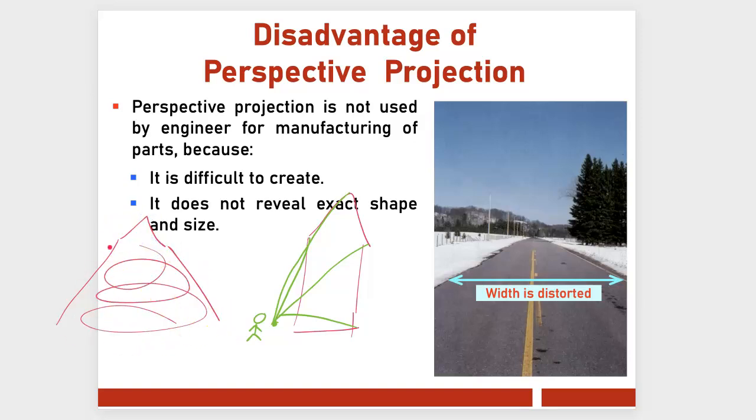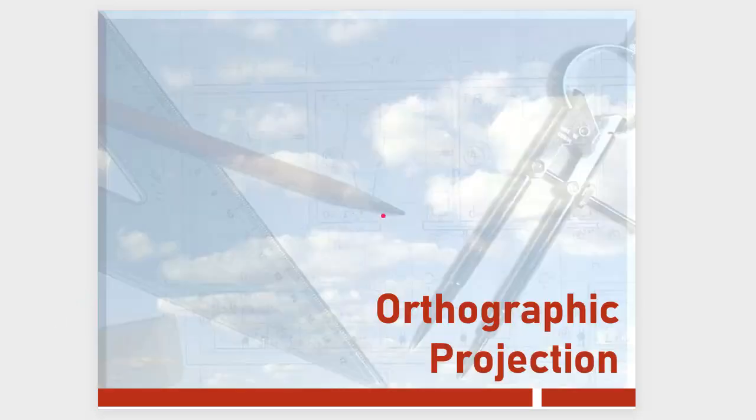Okay, you can try it. Go to KLCC, stand under KLCC, you will see a distorted image, and then you can view KLCC from UPM. Maybe you can see it, maybe you can't. You will see the actual shape of KLCC is actually like a tower. Okay, moving on to orthographic projection.